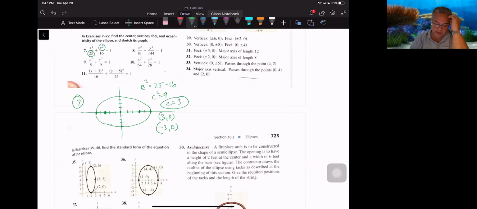Okay, look at number 8. The largest number is 144, so a squared would be 144. A would be 12. Okay, and since the larger number is under the y squared on number 8, this thing opens up and down.